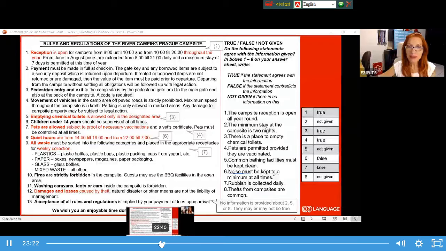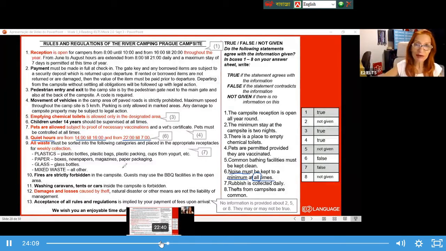If we come to the text, what does it tell us? Quiet hours are from 2 p.m. to 4 p.m. and then from 10 p.m. to 7 a.m. So these are the quiet hours. Quiet hours correspond to keeping noise at a minimum level. Okay, so it's false. We have contradiction here because it's not all times. There is a specific time. Okay?